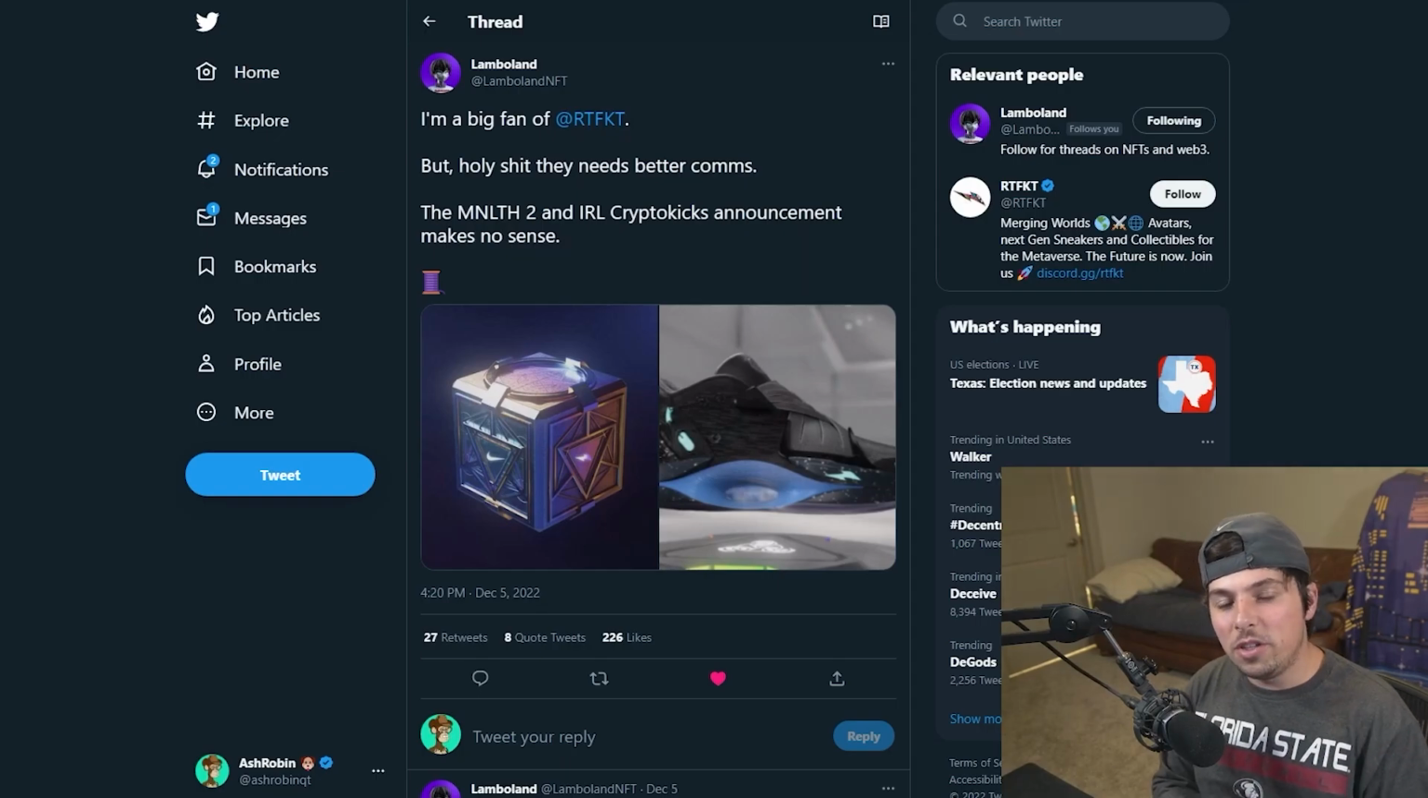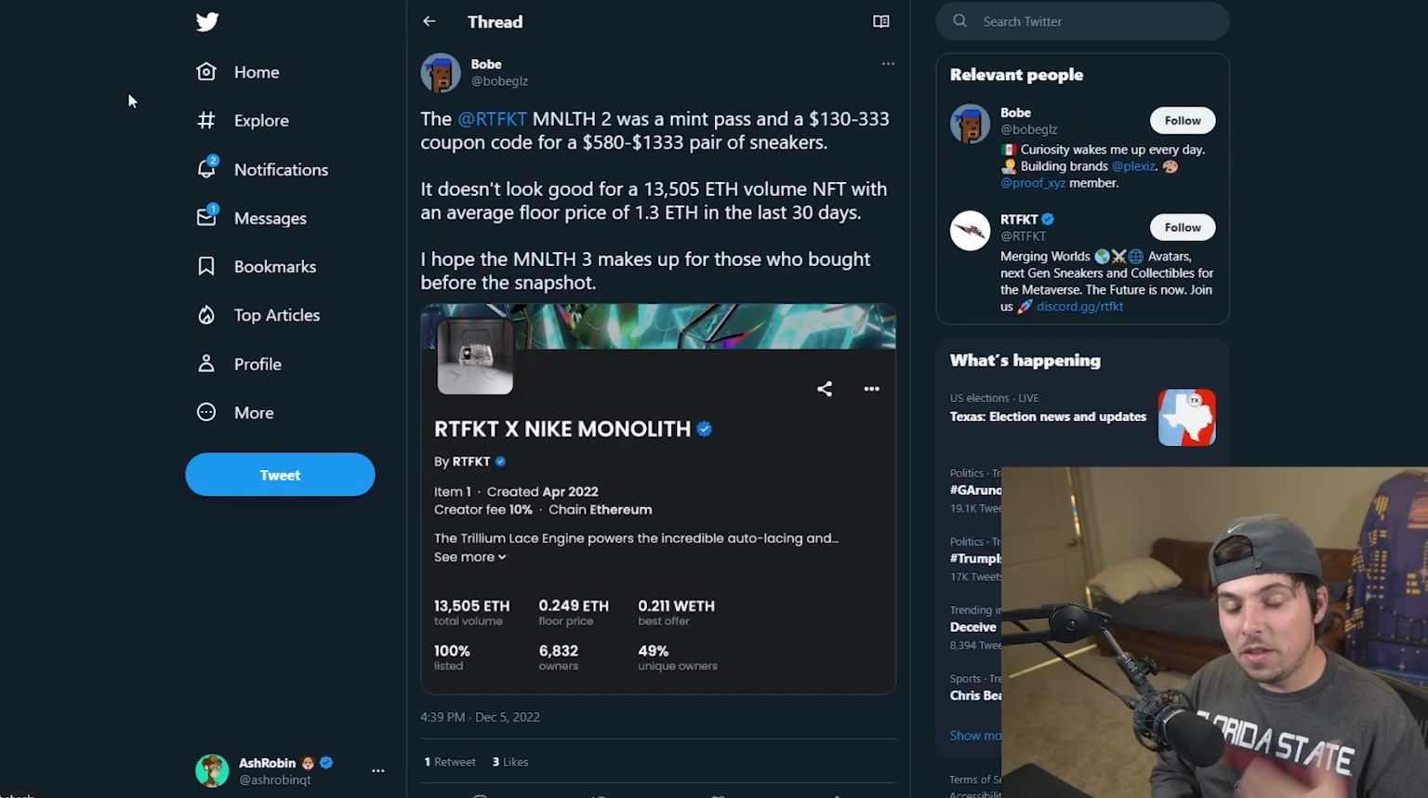So the first thing that I wanted to talk about today is Artifact. Last night, the community was very displeased with the way that their monolith box unraveled. Essentially, the way that it works is within these monolith boxes that you can mint if you're a CloneX holder, are physical shoes that you can buy. This tweet right here states, the Artifact Monolith 2 was a mint pass and a $130 to $333 coupon for a $600 to $1,300 pair of sneakers.